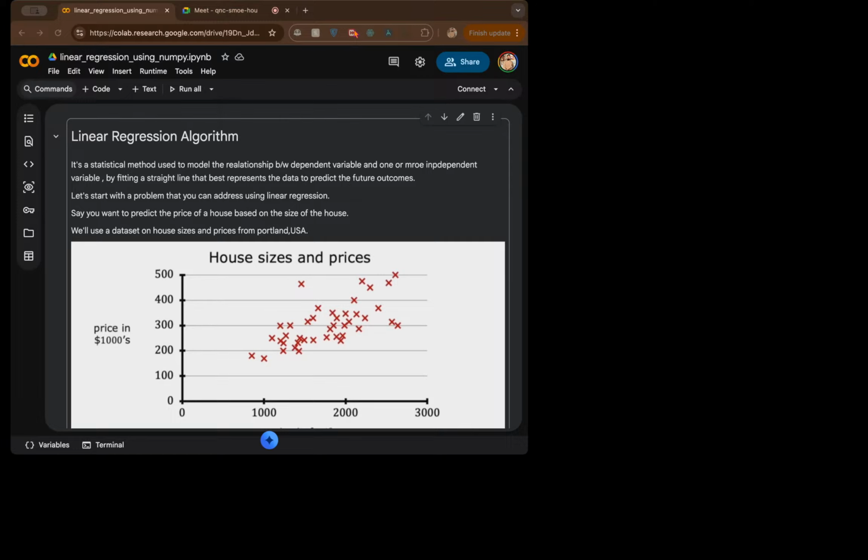Thank you for joining, guys. Today we are going to study linear regression, a technique in machine learning, through a very simple basic example.